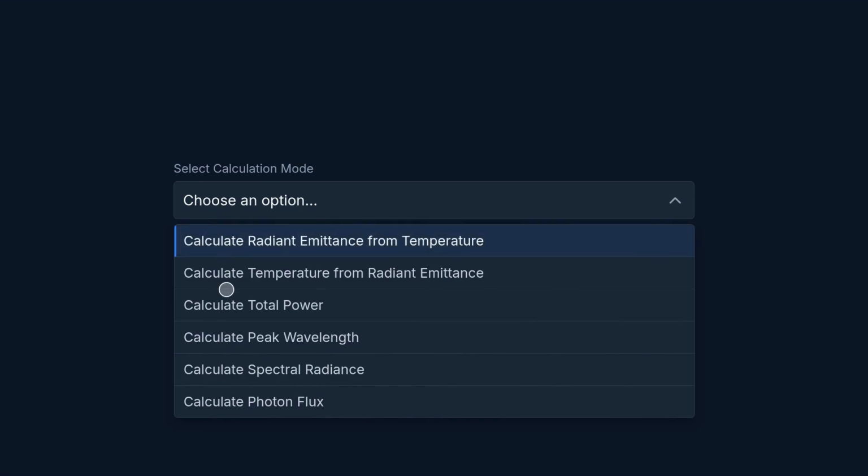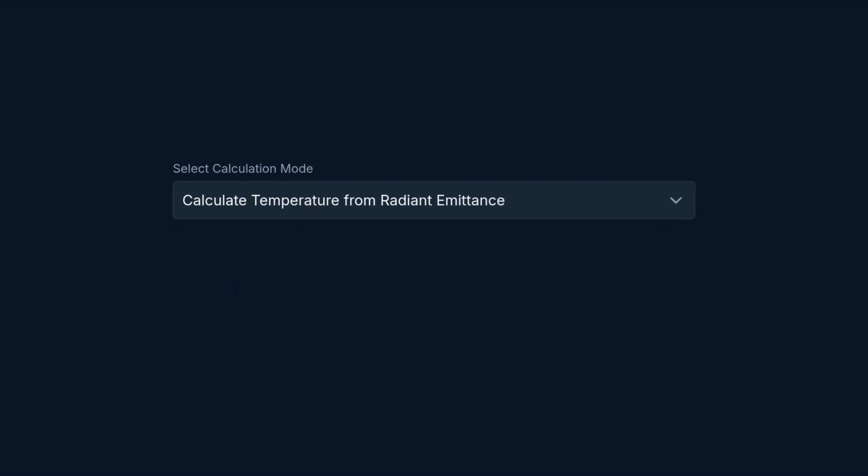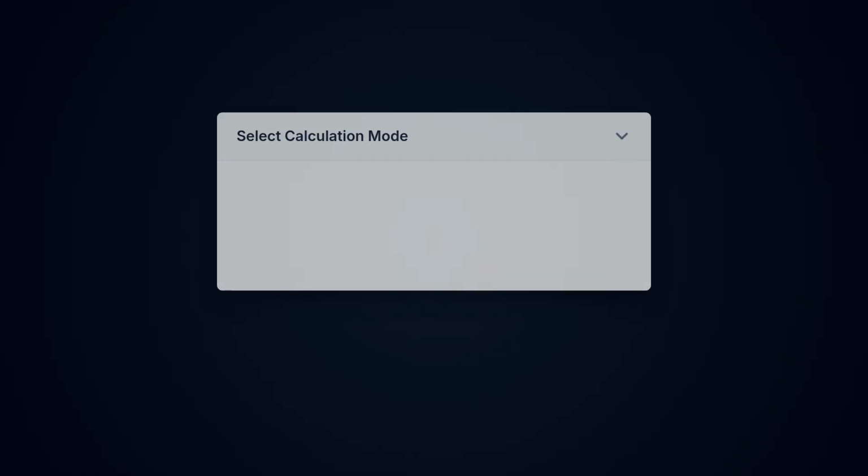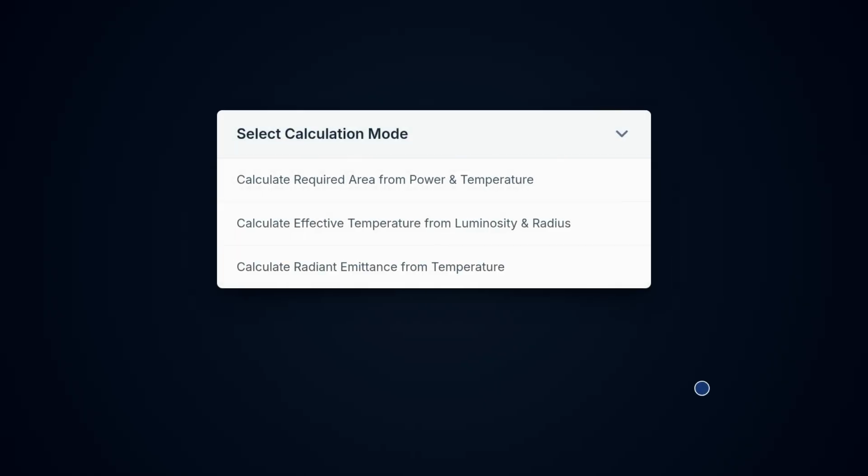Calculate radiant emittance from temperature, calculate temperature from radiant emittance, calculate total power from temperature and area, calculate temperature from power and area, calculate required area from power and temperature, and calculate effective temperature from luminosity and radius. For this demonstration, I'm using calculate radiant emittance from temperature.